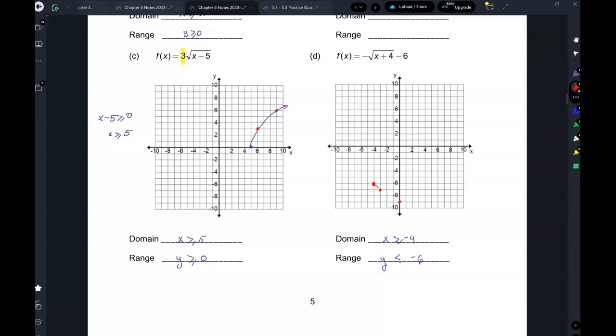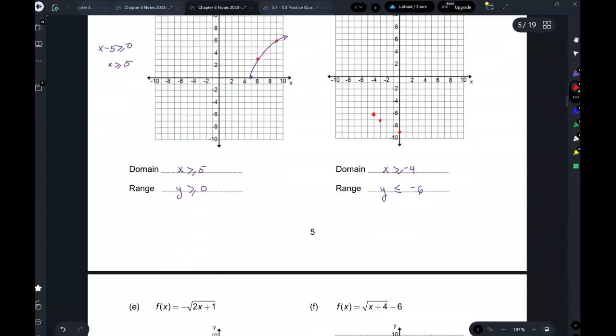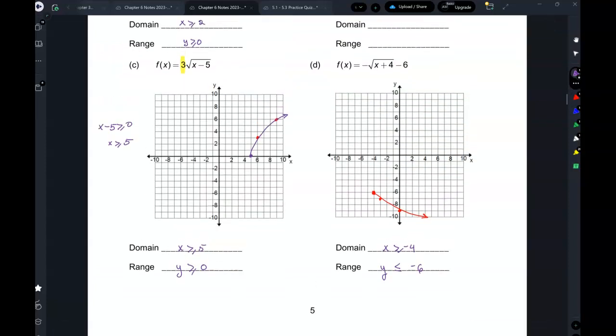Okay? Now, what if all this is so confusing for you and you're like, oh my gosh, there's no way I'm ever going to be able to do this. Plug in points, right? Make a table. The first point you're going to put in is -4, right? And that will give you -6. Hang on. Then put in -3. When you put in -3, you get negative square root of 1, minus 6, which is -7. Okay? And you can do it that way.